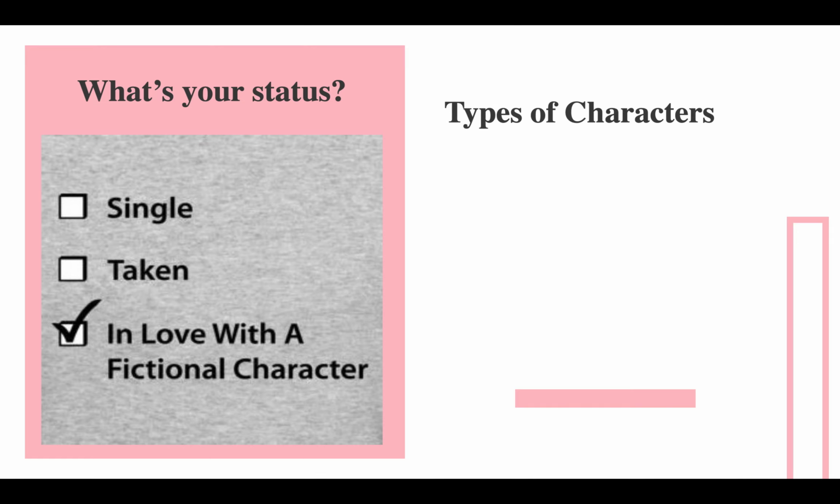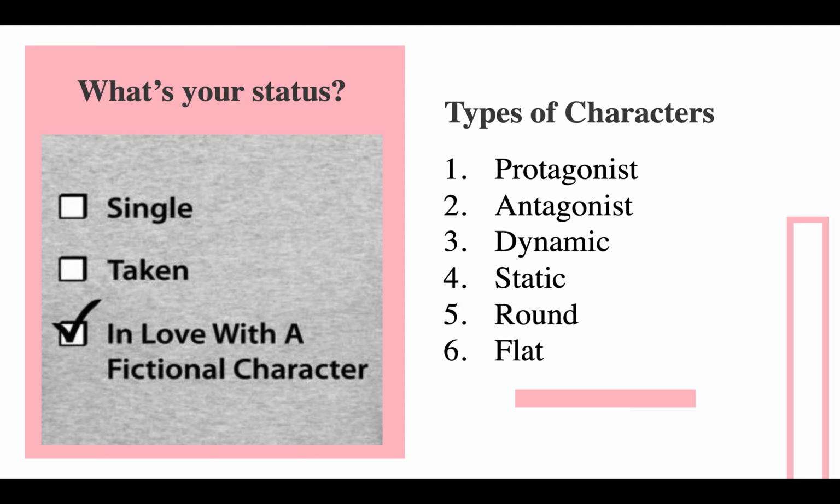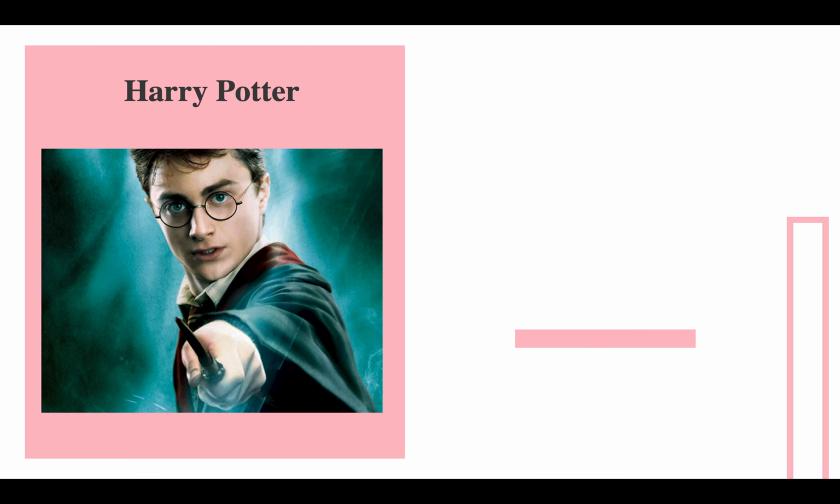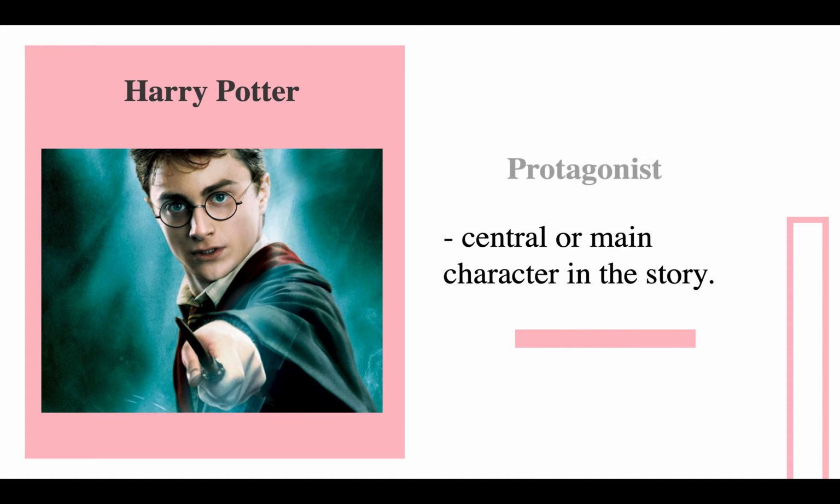So, the types of characters. We have protagonist, antagonist, dynamic, static, round, and flat. So, the first one, Harry Potter. I know you are familiar with Harry Potter. So, Harry Potter is a protagonist because a protagonist is the central or main character of the story. The protagonist is the hero or heroine of a story, the character that the reader or audience empathizes with and wants to succeed. So, lagi yung protagonist ang kinakampihan ng mga reader.